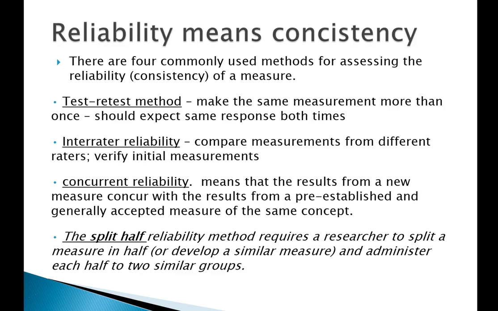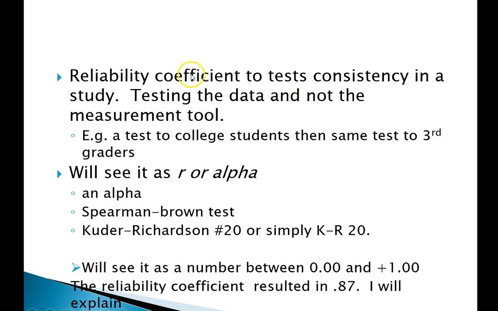I brought this up so that we can get to our next topic. When we talk about reliability, we're talking about testing consistency in a study. So the reliability coefficient that we've talked about in class, meaning the R value, the R squared value, is testing the data and not the measurement tool. That's what we need to be sure of with our reliability coefficient. An example: give a test to college students, and then give that same test to third graders, and that measurement tool is not accurate.